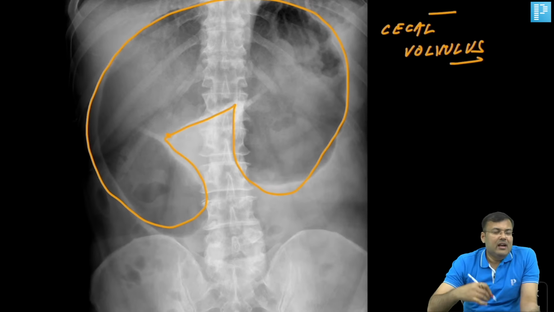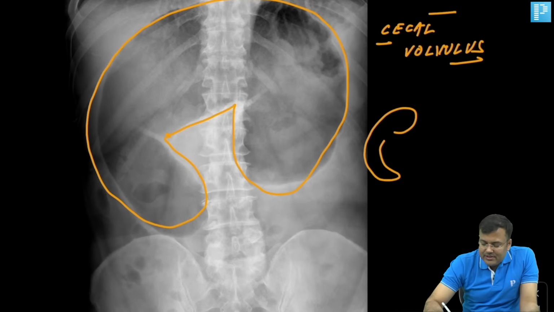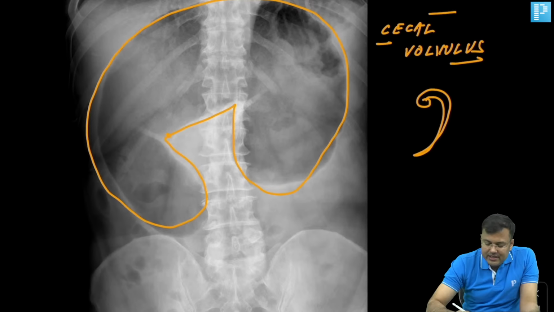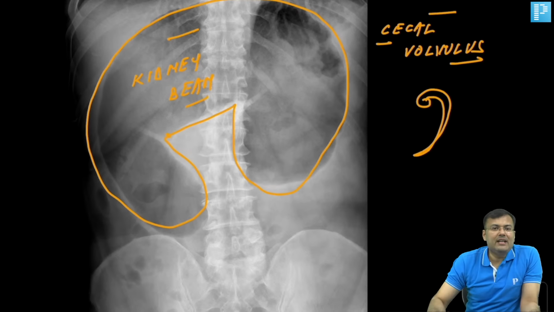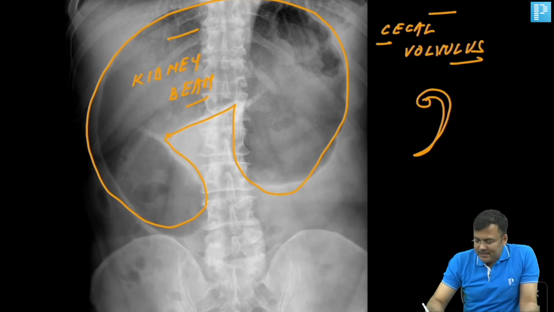Cecal volvulus, you know that cecal volvulus is clockwise, there is comma shaped cecum. You can see it's like this. So comma shaped cecum or kidney bean. Remember this. This is kidney bean sign or comma shaped cecum. Clear? So this is kidney bean sign, comma shaped cecum.